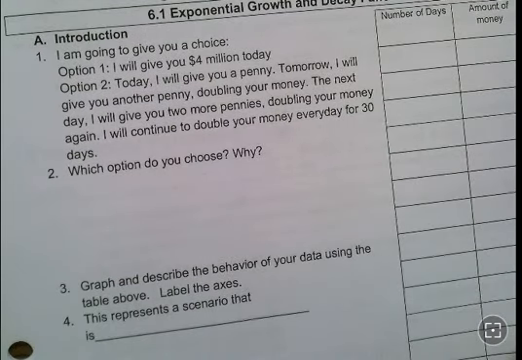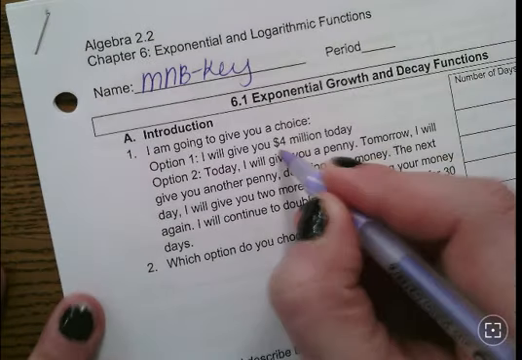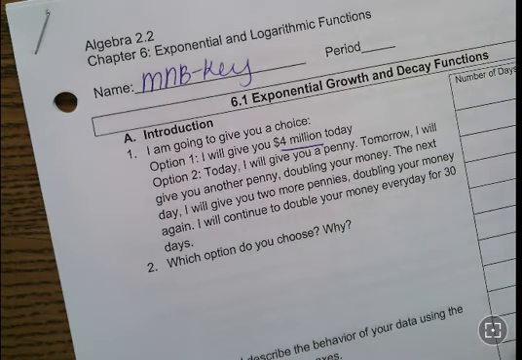And whenever I ask this question, the class is always split. Some of you choose the 4 million for different reasons, but some people choose the pennies. And so let's just summarize our thinking here. Obviously, 4 million is 4 million flat, right? So that's not going to change. But let's see what happens here with these pennies.